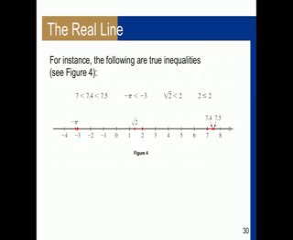Now, if we look at this, we have 7 is less than 7.4 is less than 7.5, because 7 is to the left of 7.4, which is to the left of 7.5, as well as the other examples you can see there for yourself.